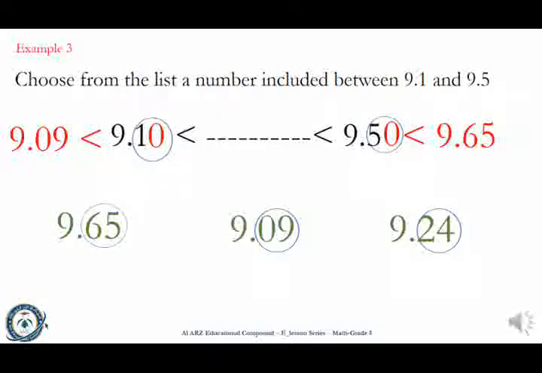For the next number, 9.09, also the whole part is 9, so we should compare the decimal parts. We can notice that 09 is less than 10, so the number is less than 9.10, not included between 9.10 and 9.50. Now for the third example, 9.24, the whole part is 9, so we should compare the decimal parts. 24 is included between 10 and 50. Therefore, the number is included between 9.10 and 9.50.